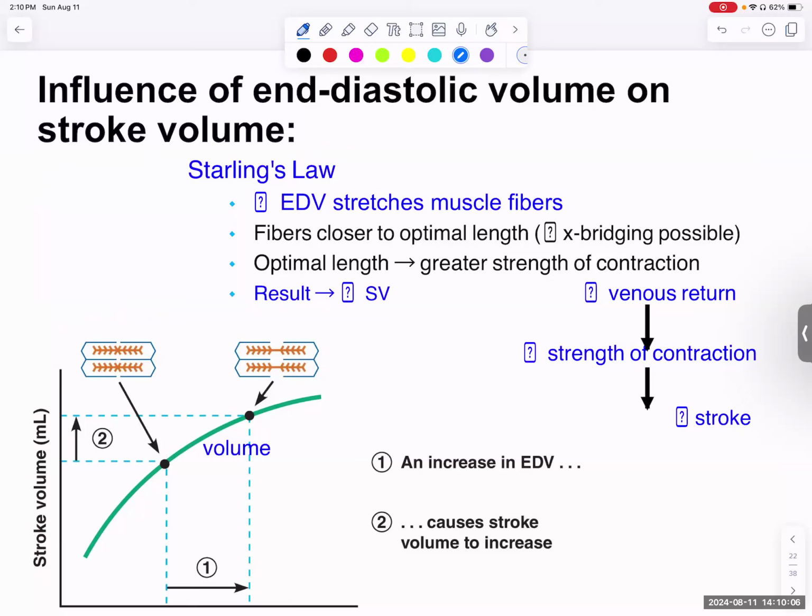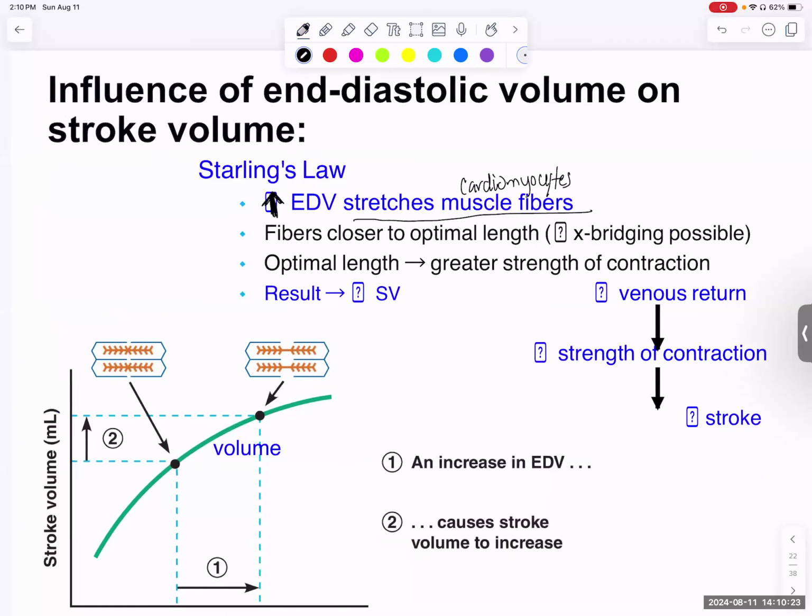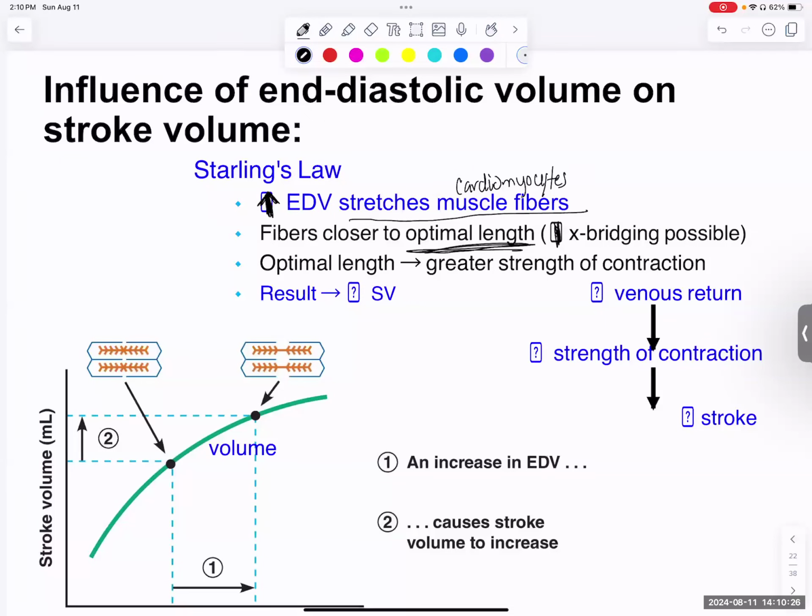So the influence of end diastolic volume on stroke volume, again, Starling's law states that an increase in end diastolic volume stretches the cardiomyocytes or heart muscle cells to optimal length, which means maximum number of cross bridges formed. Number of cross bridges formed equates into the amount of force. Amount of force equates into how much blood is ejected. And so the result is you eject a large volume of blood, you have a bigger stroke volume.